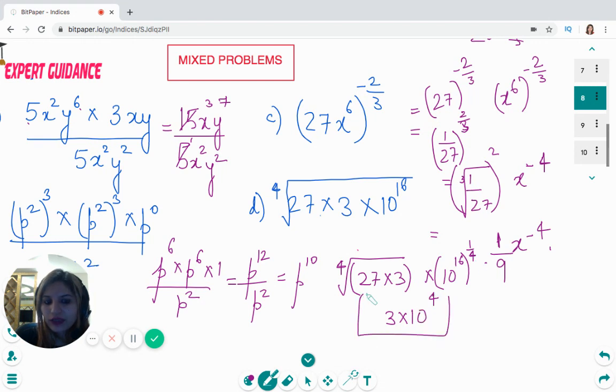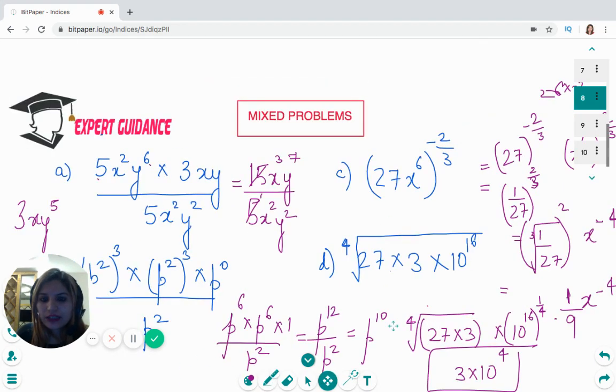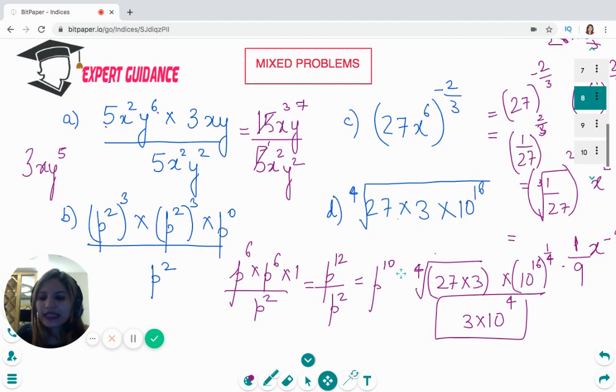So that will be the answer. What we have done in this question is multiply the whole number, find the fourth root of that, and 10 to the power 16 we have raised to a power 16 times 1 over 4, and that has given us the answer 10 to the power 4. I hope these mixed problems are clear to you, and these kinds of problems are more likely to come in the exam because here they are testing all your knowledge of all the laws.